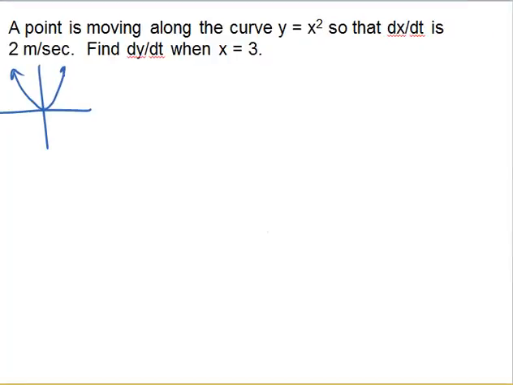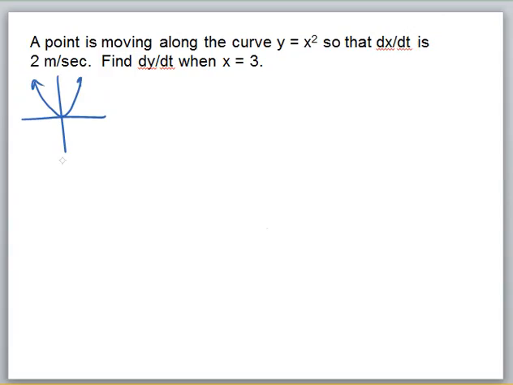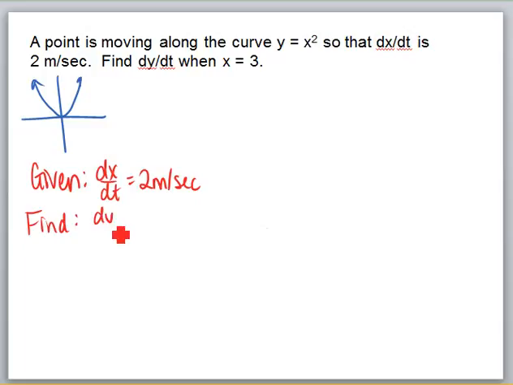This is flat out just right here for us. We know exactly what we are given and what we're supposed to find. We are given that dx over dt is equal to 2 meters per second, and we're supposed to find dy over dt when x is 3.